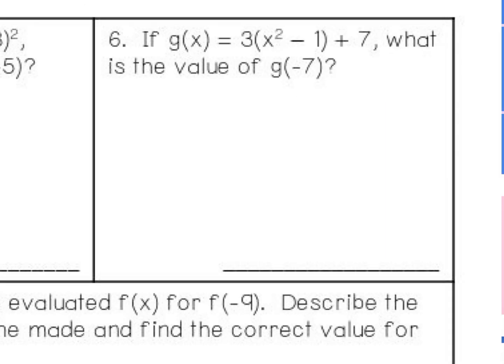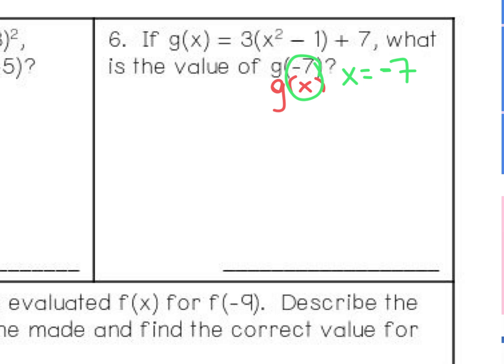Let's do number 6, and we're going to solve it because it wants us to evaluate or solve. If g of x equals 3 times the quantity of x squared minus 1, close parentheses, plus 7, what is the value of g of negative 7? Again, what is g of negative 7 representing? G of what? X. So this is just a fancy way of saying what? X is negative 7. Don't forget the negative.